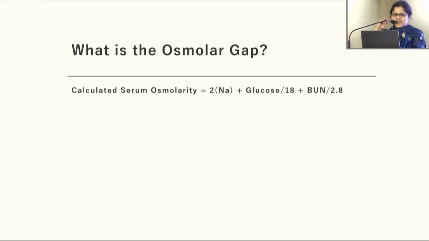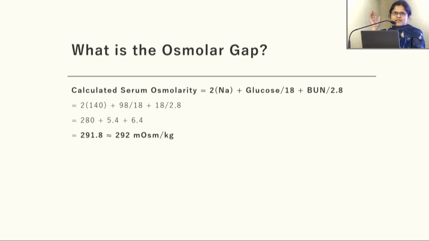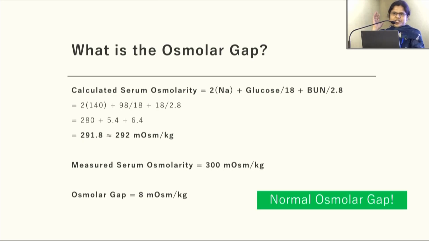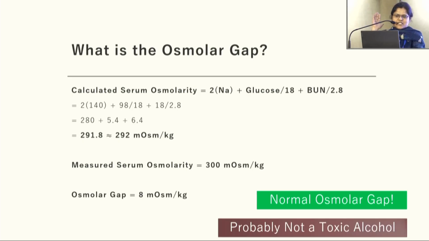Otherwise, it is, yes. So, with the values that we had prior, our calculated serum osmolarity is 292 for this patient. And we had a measured serum osmolarity of 300. So, what is the osmolar gap in our patient? It is 8. So, what is the normal osmolar gap? It is less than 10, right? So, here we have a normal osmolar gap, a severe high anion gap metabolic acidosis with a normal osmolar gap. So, we thought it is probably not a toxic alcohol.